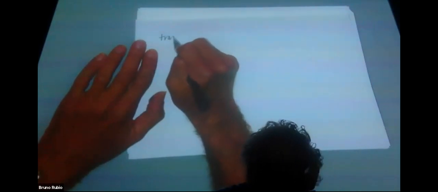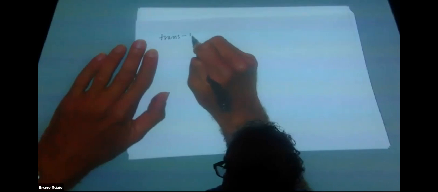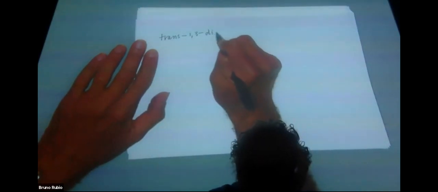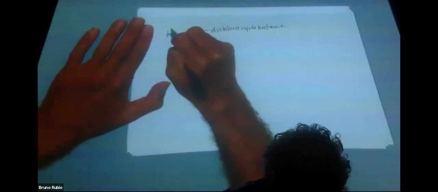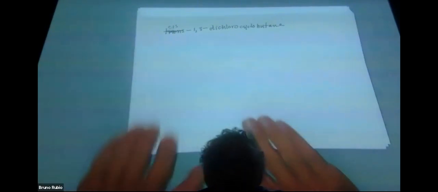Okay, so let's just try one more. Trans 1,3-dichlorocyclobutane. How many signals? Oh, sorry, not trans, cis. We could also do the trans, but let's do the cis. He's more fun. Cis 1,3-dichlorocyclobutane. Tell me in the chat, how many signals?